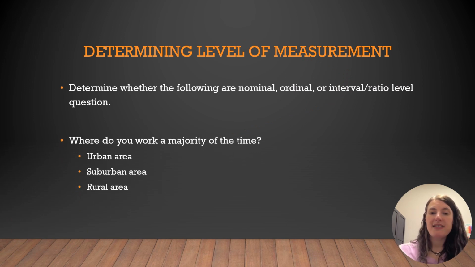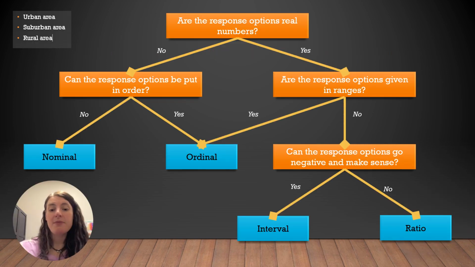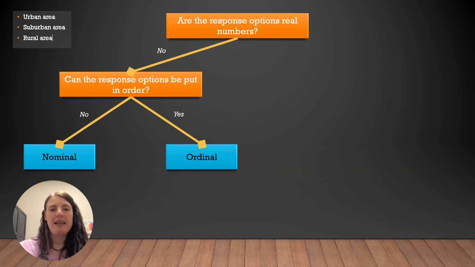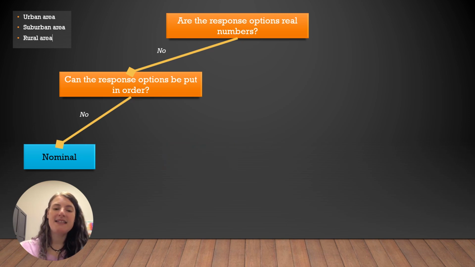Where do you work a majority of the time? Options given are urban, suburban, or rural area. These options, are they real numbers? Nope. Can the response options be put in order? I don't think so, right? There's no way to rank these areas based on the question. Now, notice here though, I had to consider the type of question. If this question had asked about the population size of my residential area and they had provided descriptions of urban, suburban, and rural based on population size, I would consider that rankable. But when I look at the question itself, it just asks for the location of my work. So I would say this is the non-ranked question, which means we've arrived at our decision and it's a nominal measure.